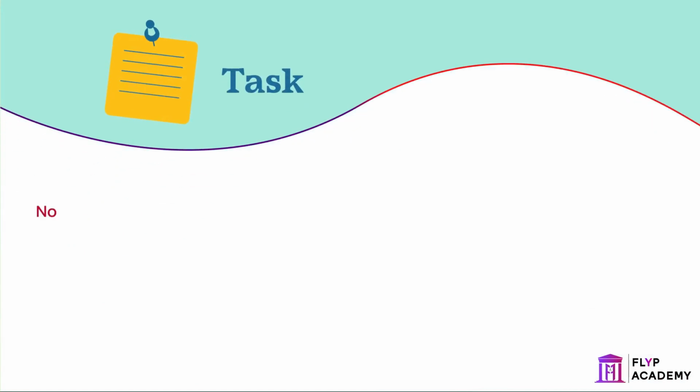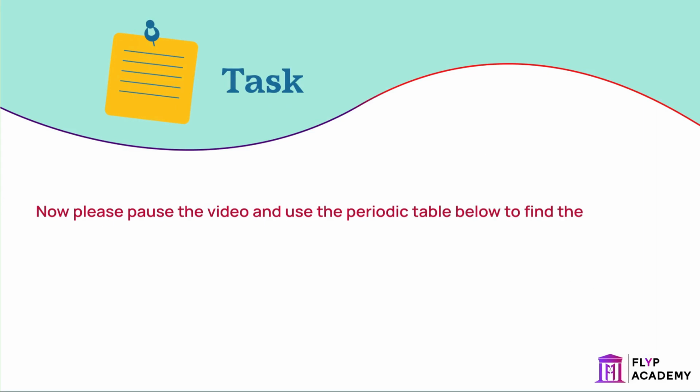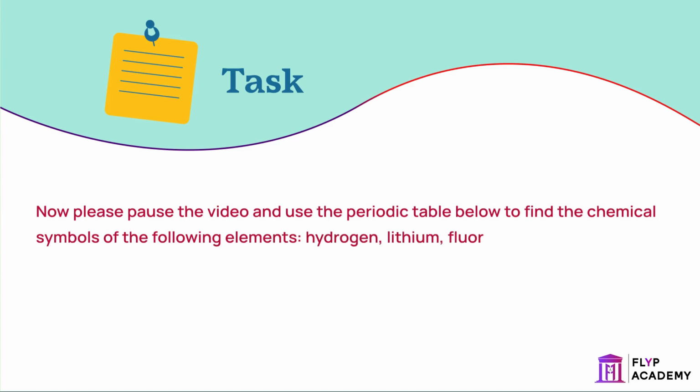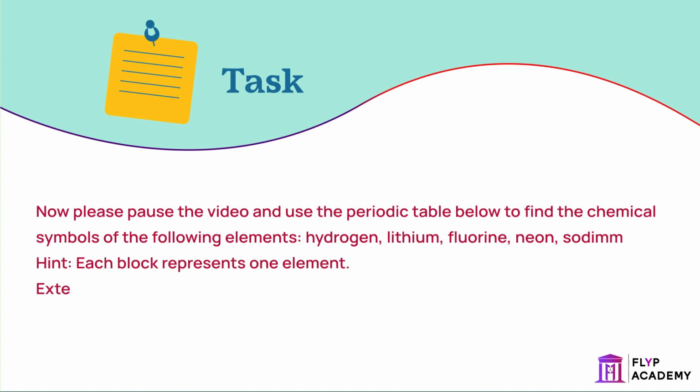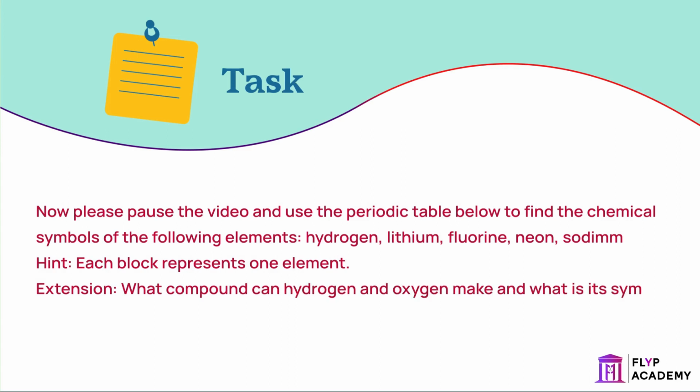Task. Now please pause the video and use the periodic table below to find the chemical symbols of the following elements: hydrogen, lithium, fluorine, neon, sodium. Hint: each block represents one element. Extension: what compound can hydrogen and oxygen make, and what is its symbol?